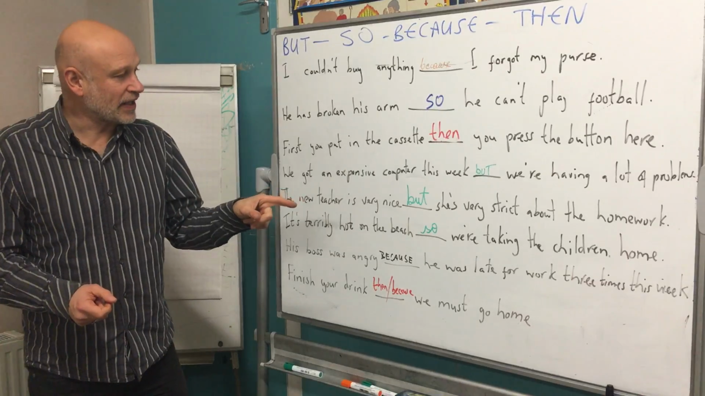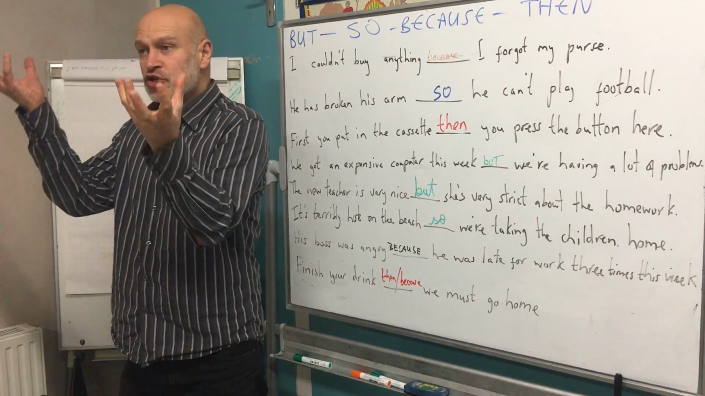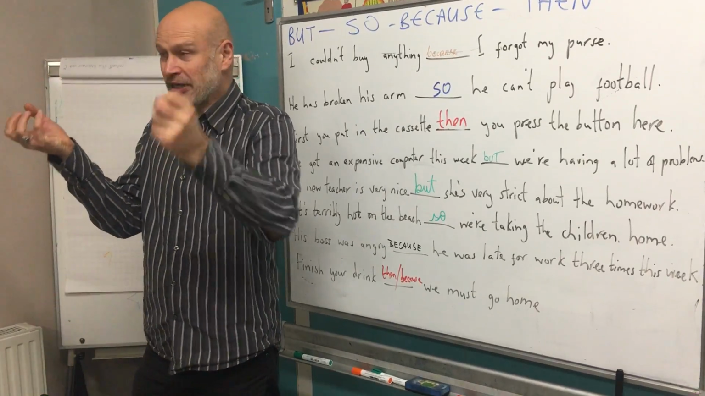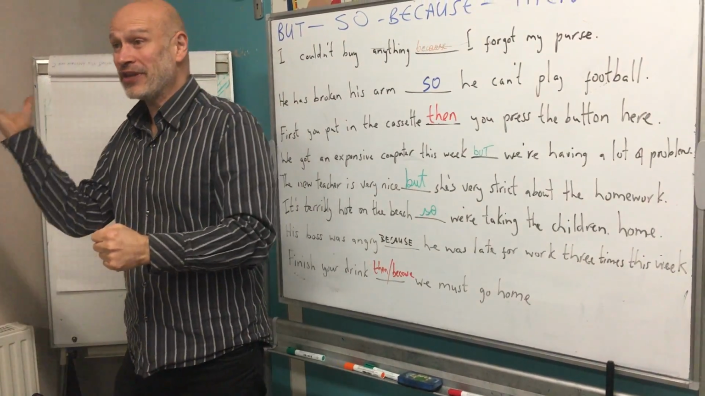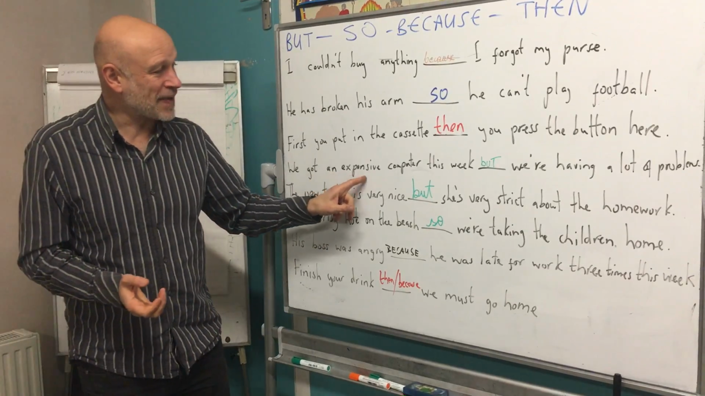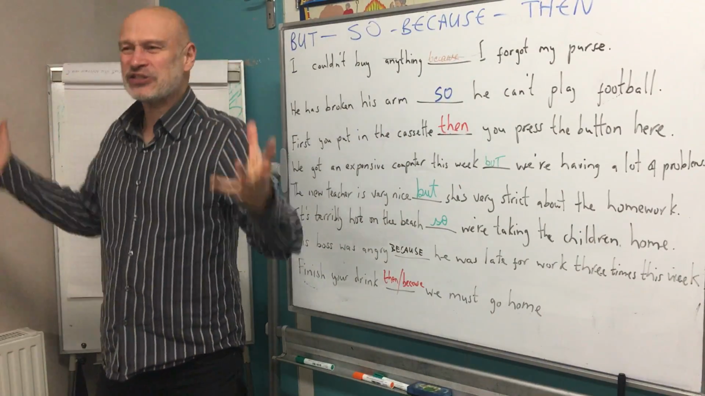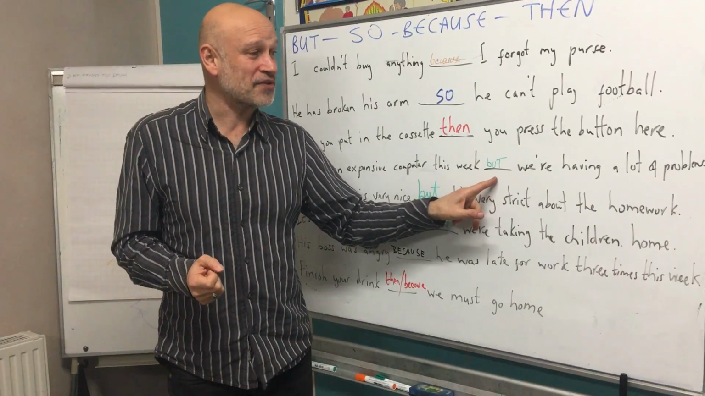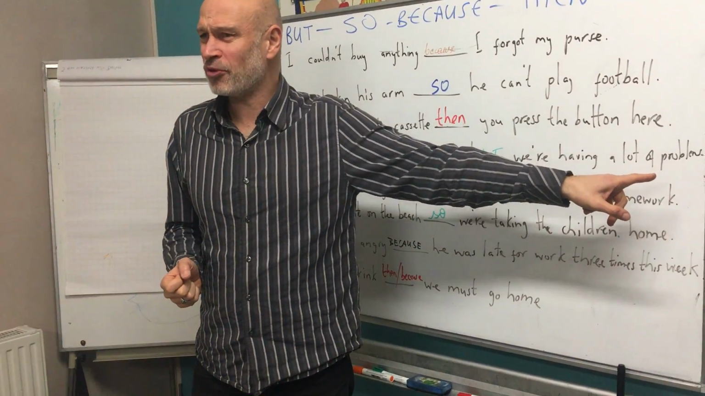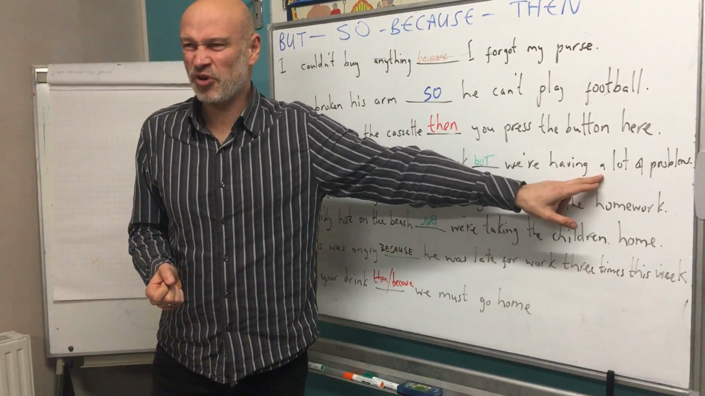And the other one here is the word but. Now, but shows a contrast, like positive to negative or negative to positive. So here, we got an expensive computer this week, an amazing computer, the best computer in the world, but we're having a lot of problems with it. Strange. It's a fantastic computer with lots of problems.